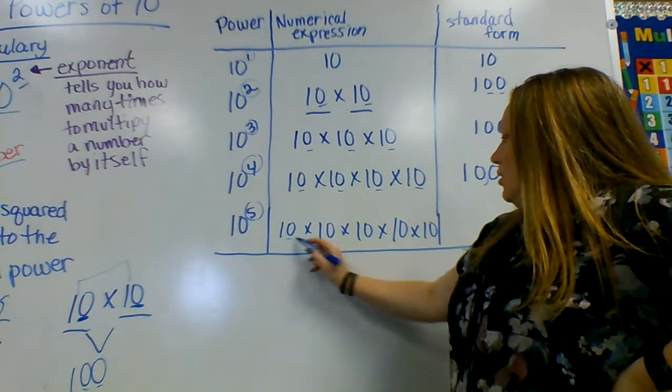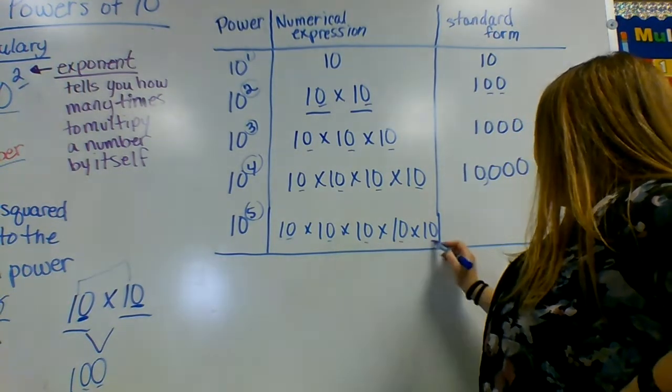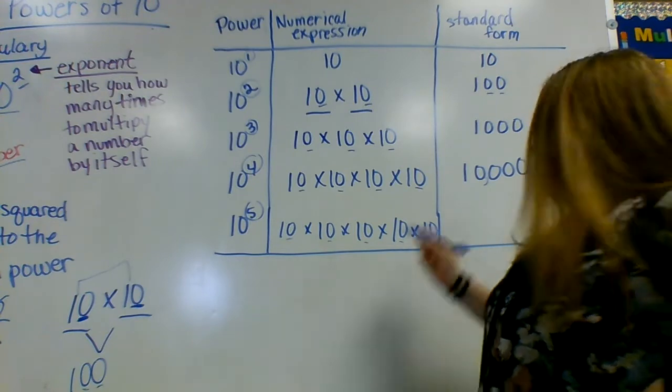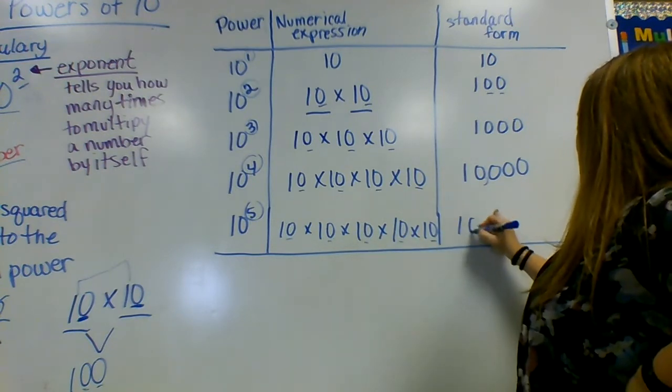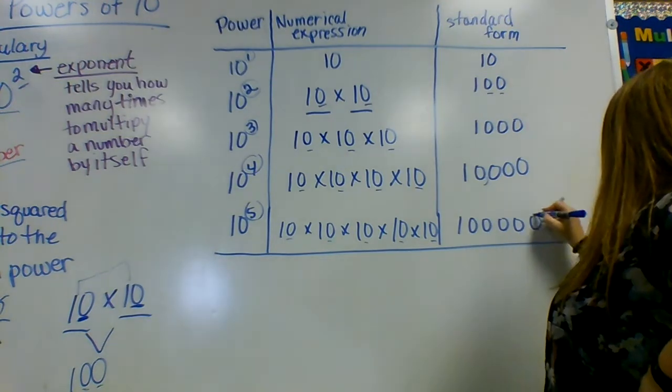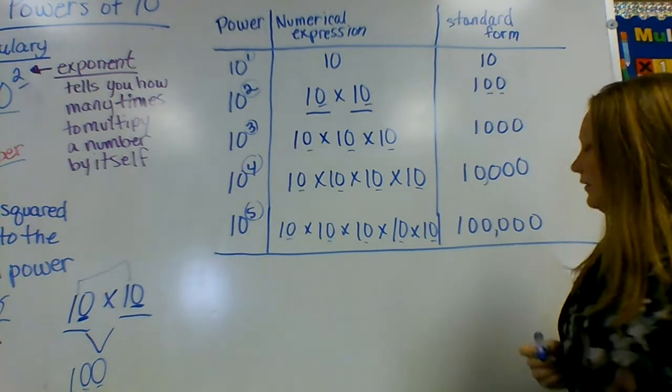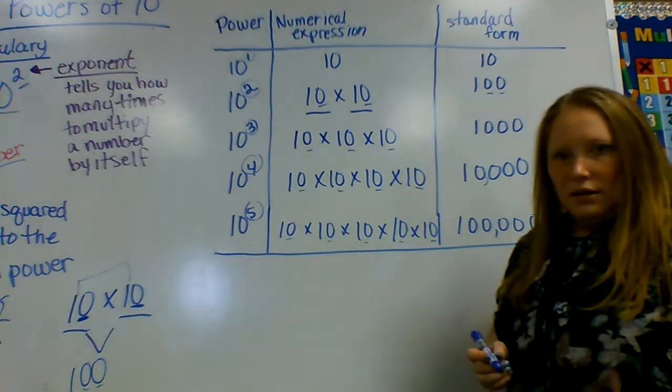All right. How many zeros? 1, 2, 3, 4, 5. 5 zeros. So since I'm just multiplying 10s, that means 1 and then 5 zeros. 1, 2, 3, 4, 5. Count back to add my comma: 100,000. Okay.